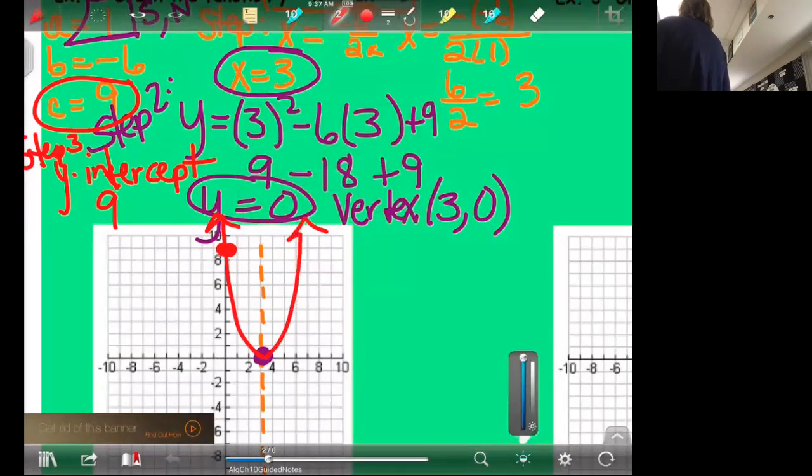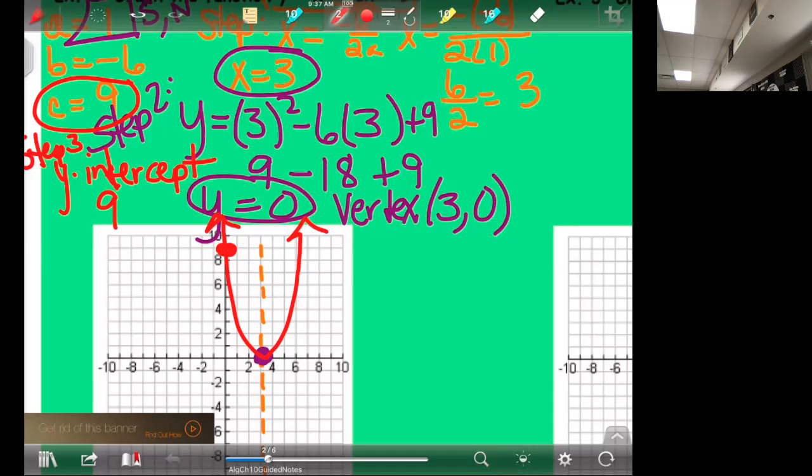The line of symmetry is gonna help you identify the difference between your vertex and your y-intercept to know which one's which. Because your vertex is always gonna land on the axis of symmetry. So that's how you know to go back to that, to draw your parabola left side, right side.